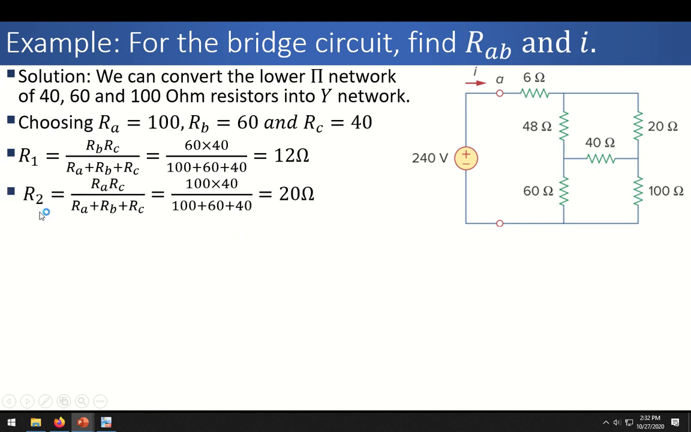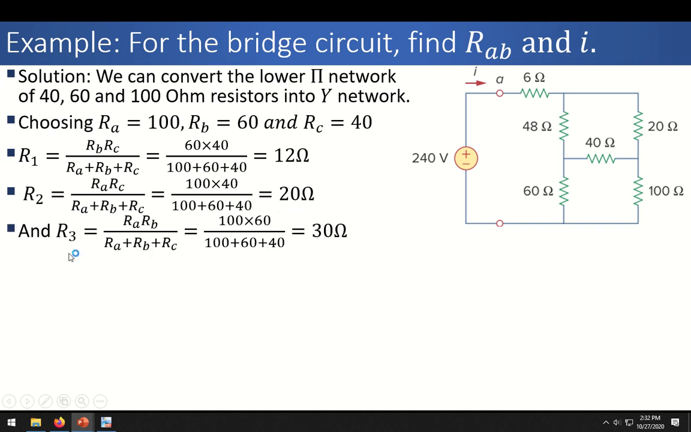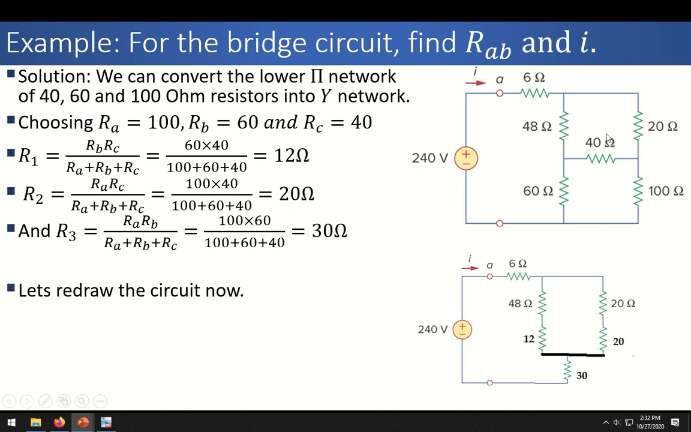Similarly, we can compute R2. R2 will be equal to RA RC divided by the sum of the resistances. So this is 20 ohms. Similarly, we have R3. This is RA RB divided by RA plus RB plus RC. So this is 100 multiplied by 60 divided by 100 plus 60 plus 40. So this is 30 ohms. Now we have converted this delta into the corresponding Y network. So we can replace that delta with the corresponding Y network. So now we have here R1.